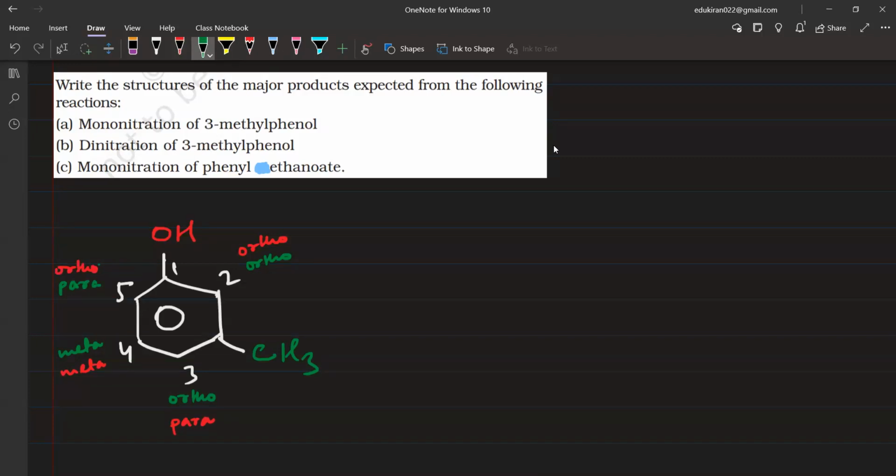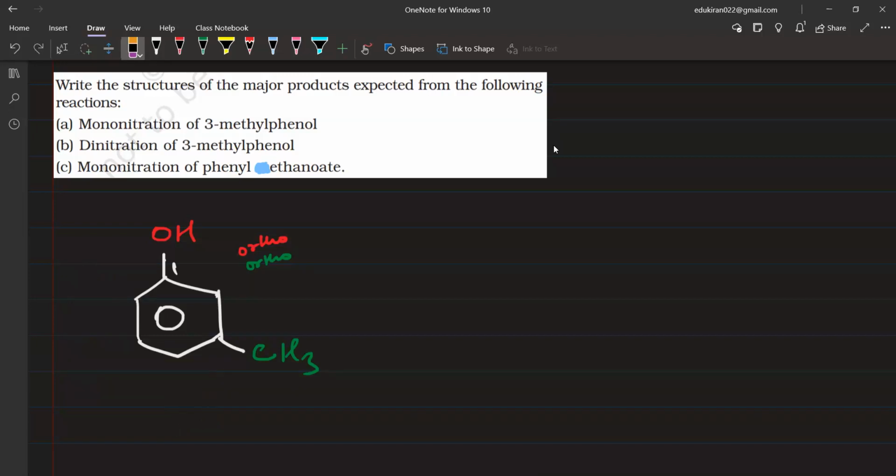Correct? So from this analysis, I can say that the fourth carbon atom will not be reactive. Yes or no? Because it is meta, and in the meta position electron density is not increased. Electron density is increased only in ortho and para positions. Both OH and CH3 are plus M, ortho para directing. That is why this meta position is not reactive for sure. All of you agree with me? Yes, sir. Okay, so I will remove this 1, 2, 3 and everything.